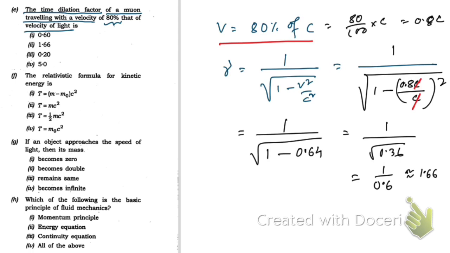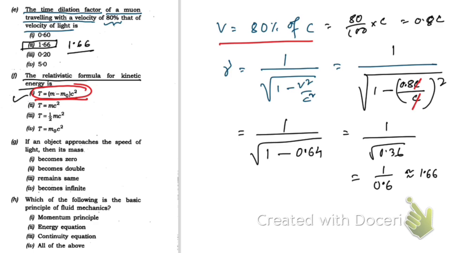So that's why the correct option is this, 1.66, right? Now let's go to the next question, the relativistic formula for kinetic energy. That is the first option, this one, right?